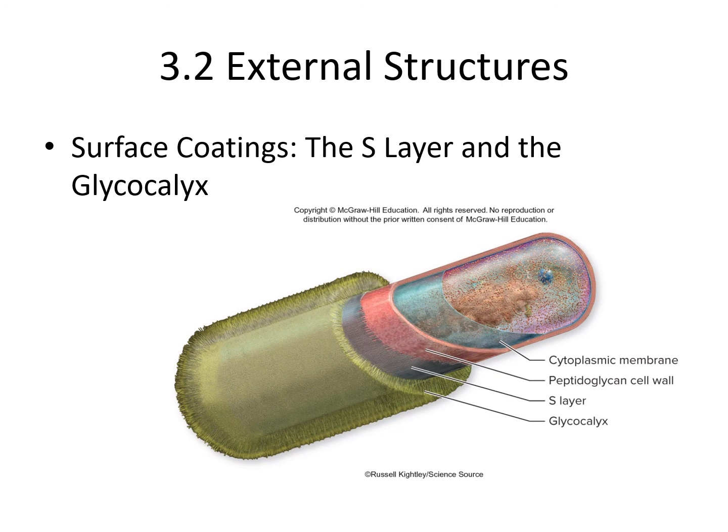Other external structures, such as the S layer and the glycocalyx, you can see here on this gram-positive. How do I know it's a gram-positive? Because it has one cytoplasmic membrane, peptidoglycan cell wall, and that is all. You have an S layer, and then over that, a glycocalyx protective layer.